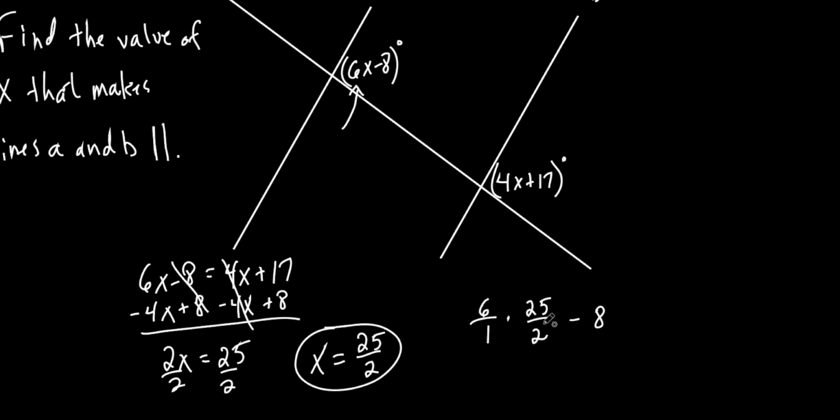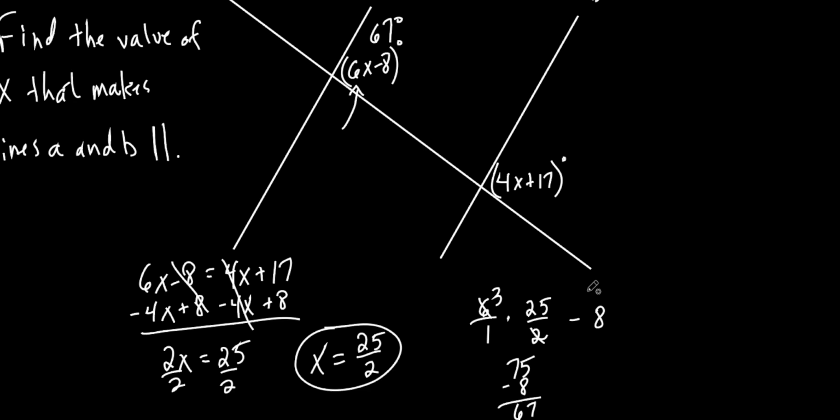Now look, this wasn't so bad, especially with this bottom being 2, because look what happens. That 2 cancels out with this 6 how many times? Right, 2 goes into 6 3 times. And now what do we do? 3 times 25 is 75 minus 8, which is, what's that? 63? Did I do that right? 67. Yeah, so it would be 67 degrees. So that angle is 67 degrees.